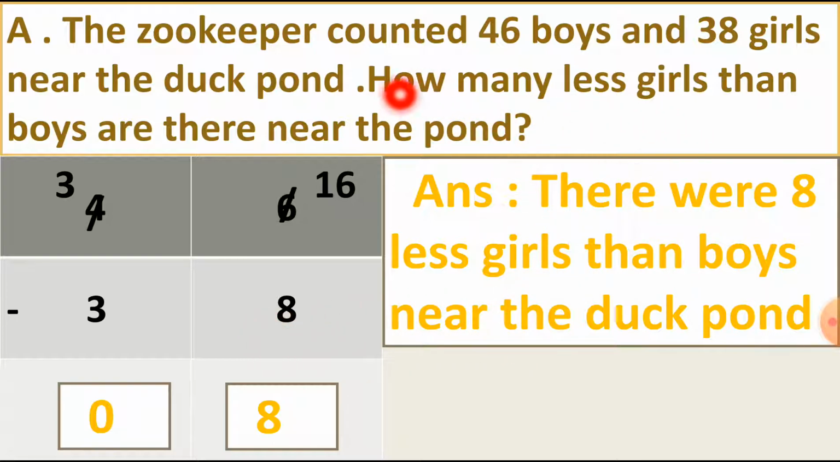It will be helpful to you, how many less. So you have to write down, there were 8 less girls than boys near the duck pond. So this way you have to write down the sentence form. You have to find the answer sentence from the question only, and you can easily write it down by yourself.